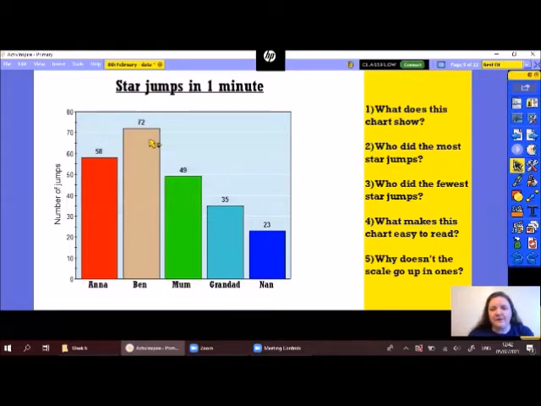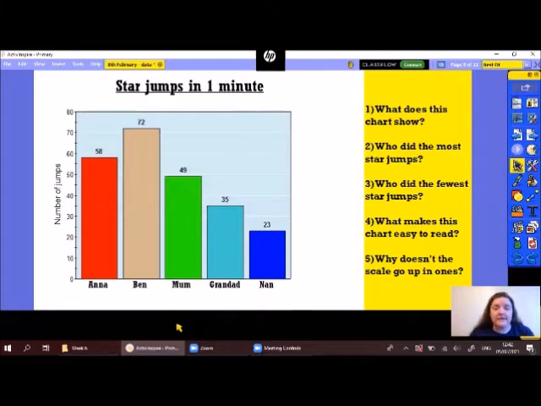But then why doesn't it go up in ones? Well, think about the squares in your maths book, for example. If I asked you to draw a bar chart in your maths book where the scale goes up in ones, but your biggest result is 72, you would need 72 squares. That would be a really, really tall bar chart. And we don't need it to be that tall because we can count up in different numbers, and that makes the bar chart a much better and more reasonable size.